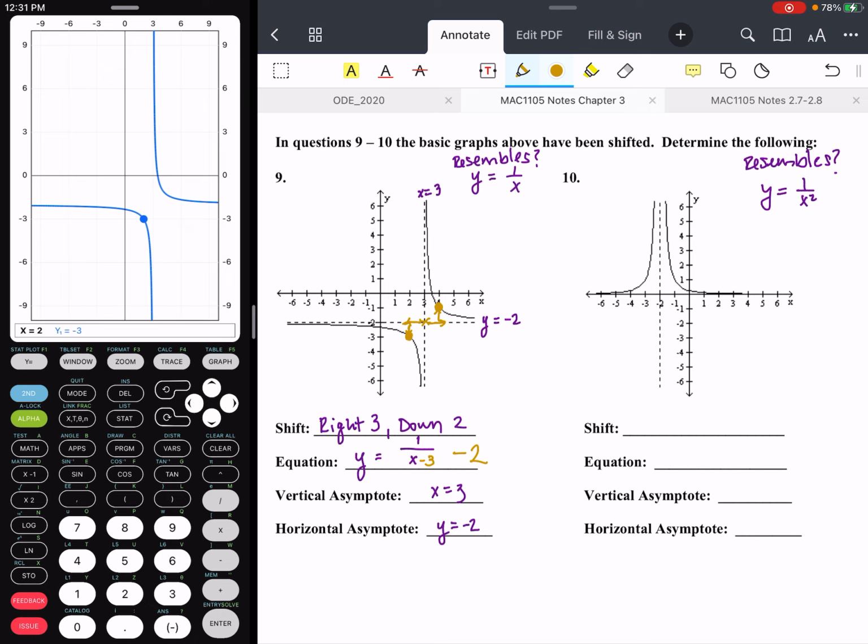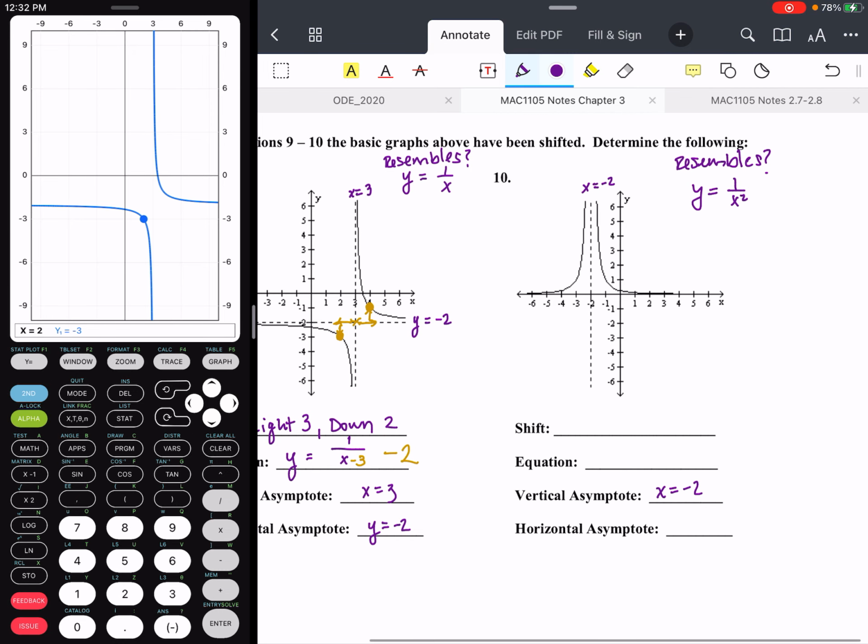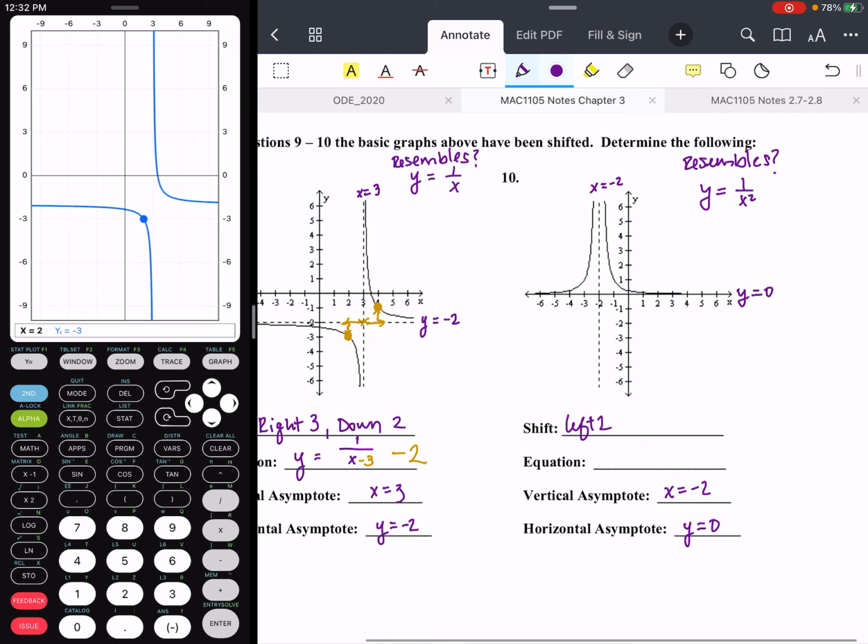Okay, moving on to number 10. So first I'm going to identify my vertical and horizontal asymptotes. Vertical asymptote is at x equals -2. And it looks like my horizontal asymptote stays at y equals 0. So my shift is just to the left 2. There's no vertical shift. So my original equation is y equals 1 over x squared.